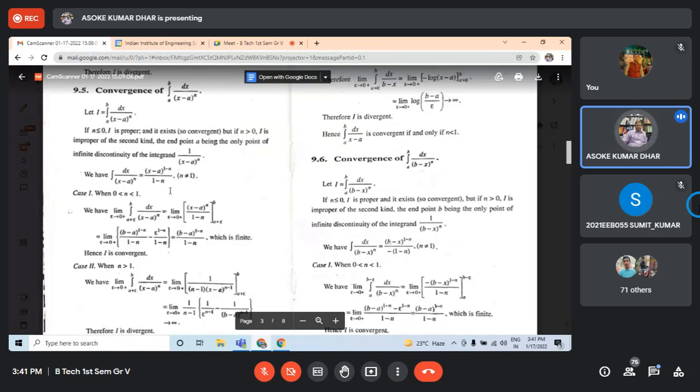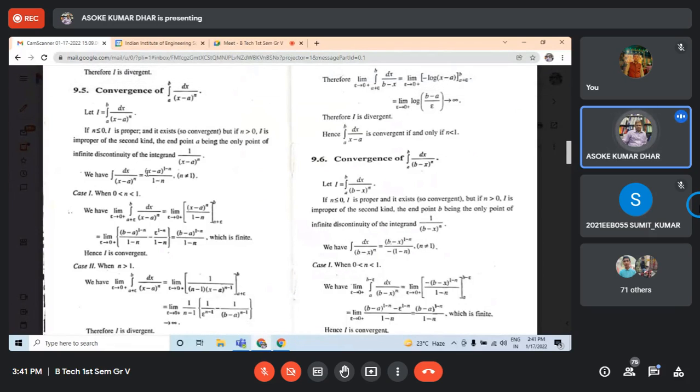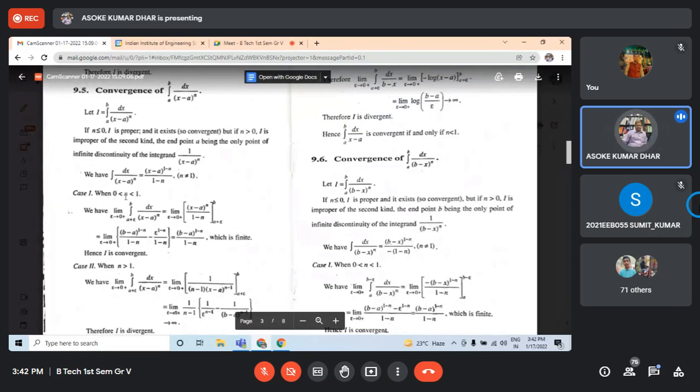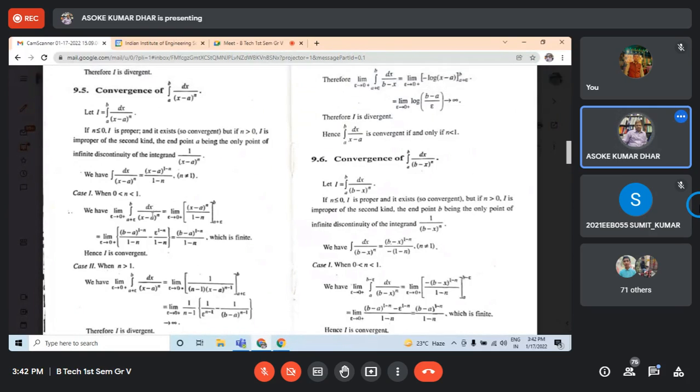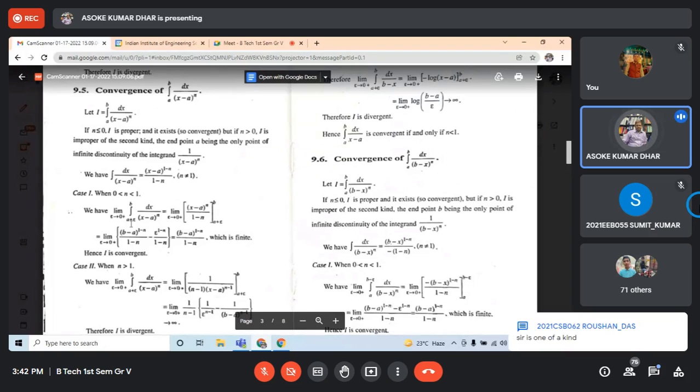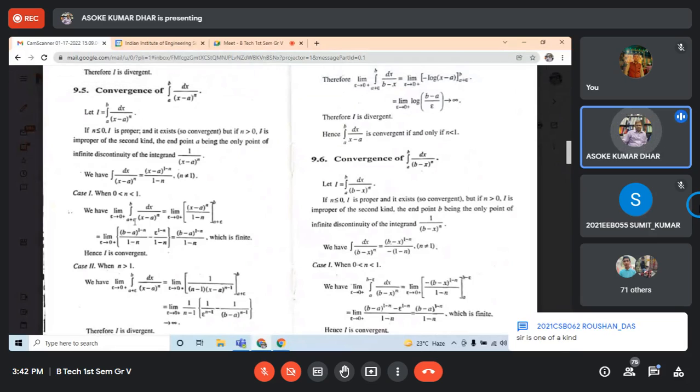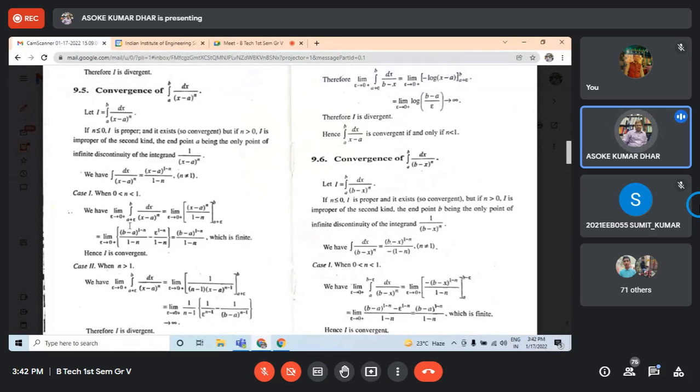Now we proceed in this way. dx by this means this is integration, n not equal to 1. First case, 0 less than n less than 1. After integrating, you get this value, and always you take epsilon tends to 0 plus and a plus epsilon. When the lower limit is unbounded, then you take a plus epsilon. But for the upper limit, b minus epsilon. So be very careful.